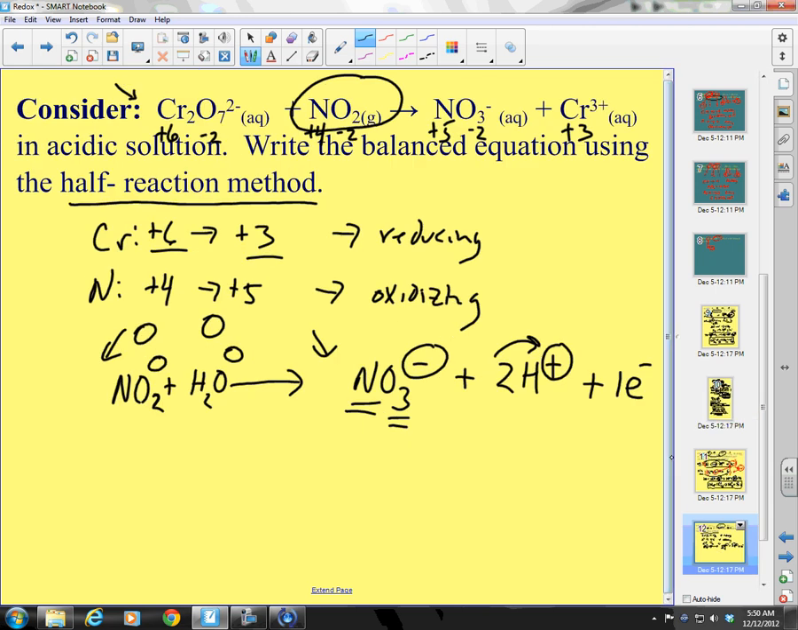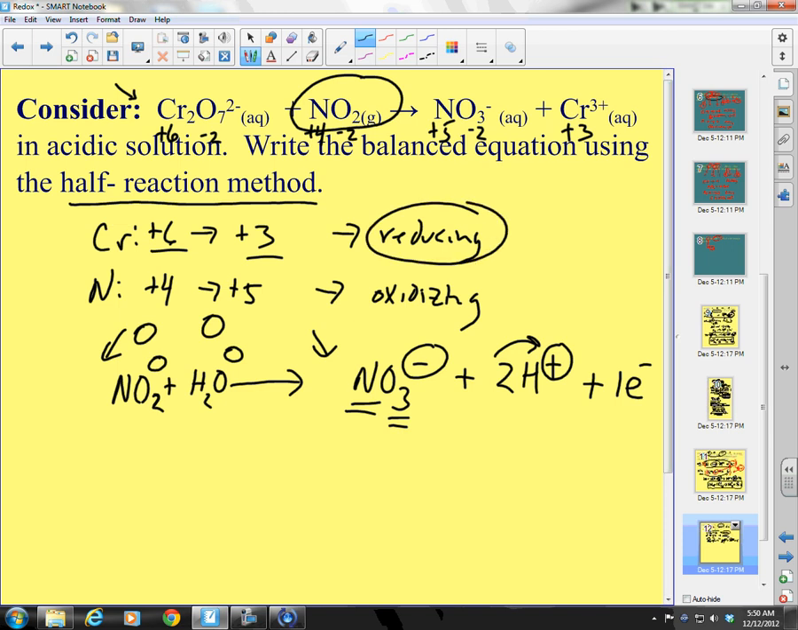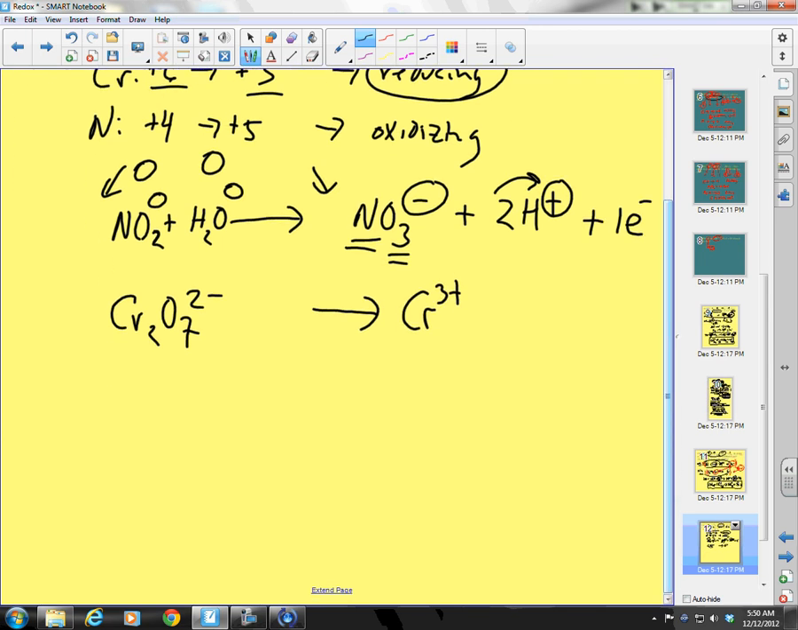What's my reduction half reaction? Well, I've got what is reducing my chromium. So that means I'm going to start off with my dichromate, Cr2O7 2-, and it's going to go to Cr3+. Good. What's the first thing we want to do? We want to balance atoms, excluding oxygen and hydrogen, right? How many chromiums do I have there? I have 2. How many do I have here? 1. So what do I have to do? I have to put a coefficient in front of my chromiums.